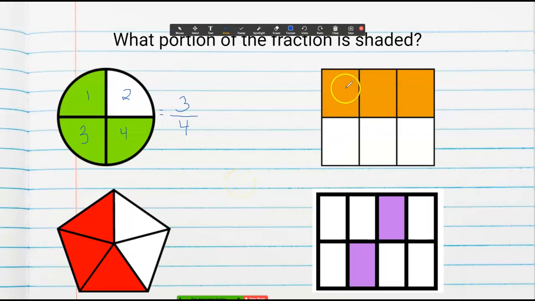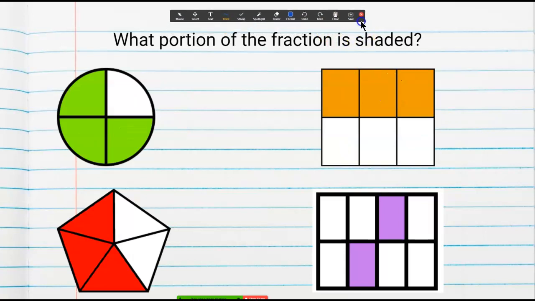Okay, same thing over here. I have 1, 2, 3, 4, 5, 6 pieces in this fraction, so that's my denominator. And 3 of those pieces are shaded, so that fraction is represented by 3/6. Okay, we should know how to do that. We do that a lot on our DOL in our morning work.